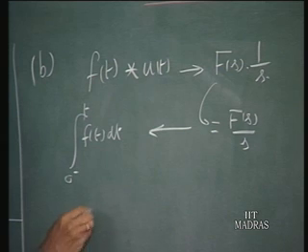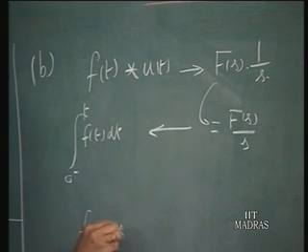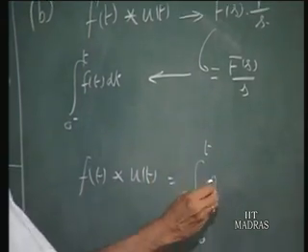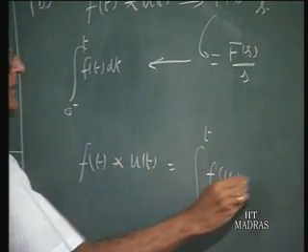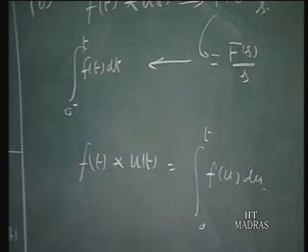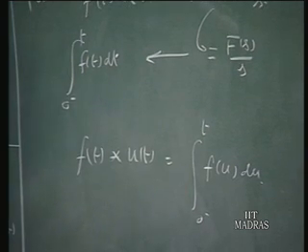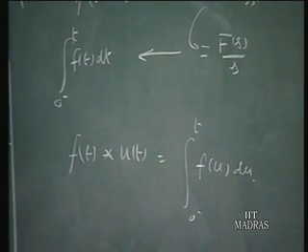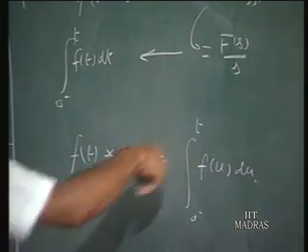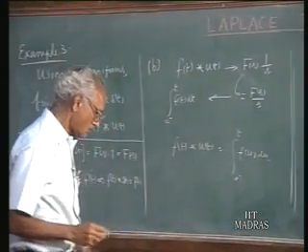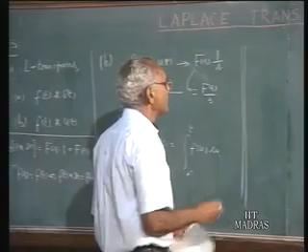Therefore, we conclude that f of t star u(t) is the integral from 0 to t of f(u) du, if you wish, because after all, this is a dummy variable, the integral of f of t, assuming that f of t is a causal time function, and therefore we are taking the limit of integration from 0 minus onwards. These results are already known, but this is only a confirmation of results that we already derived in an earlier context.